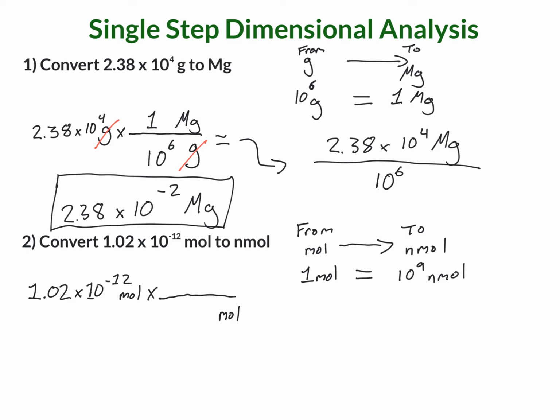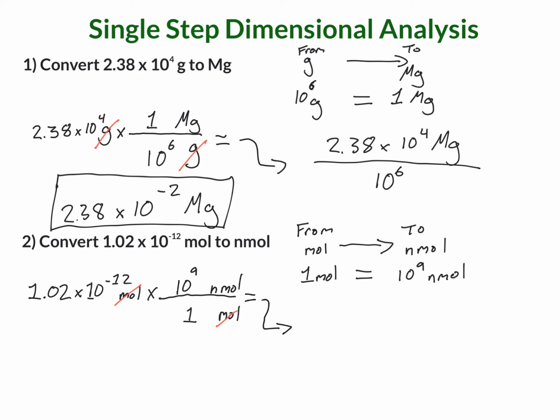Okay, I look over to my conversion factor and I say, okay, well, mole is here, so that means the 1 must go down here. All right, that means the part that goes on top is this part, 10 to the 9th nanomoles. All right, my problem is set up. I cancel units out, and I condense and simplify. Let's give myself some room over here.